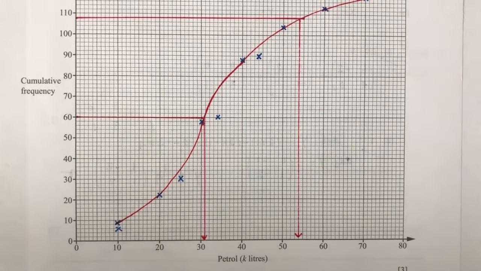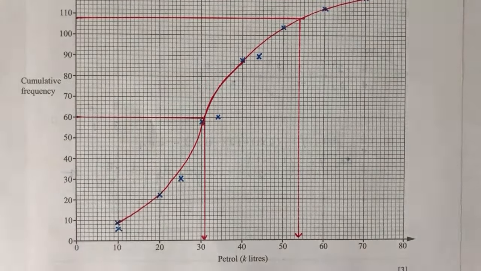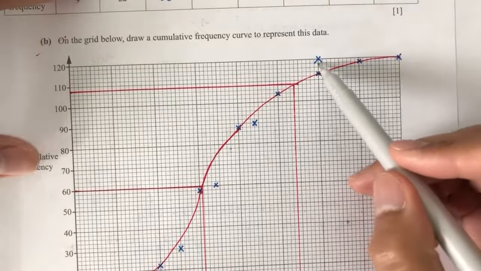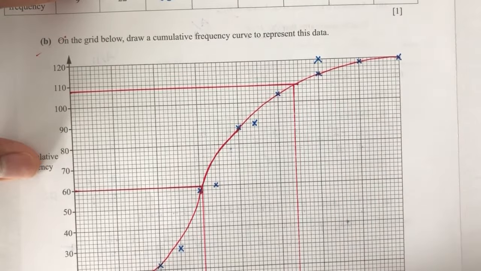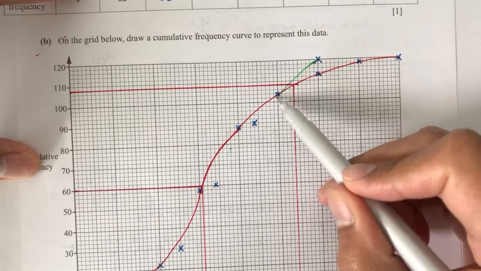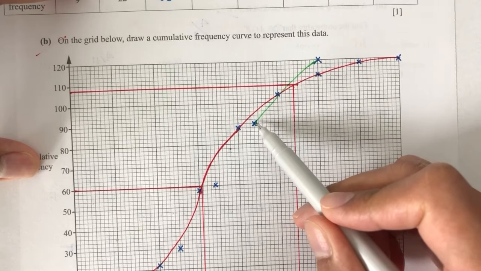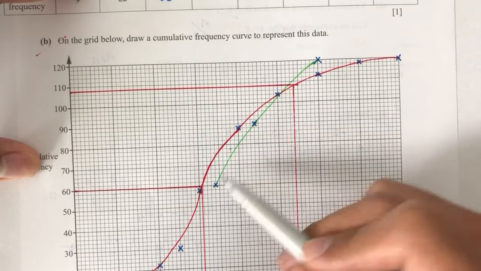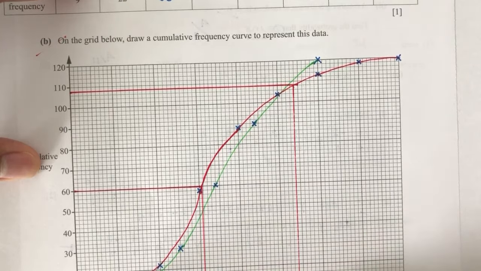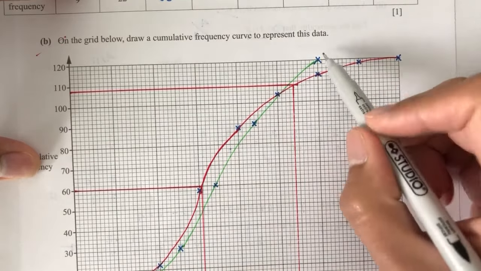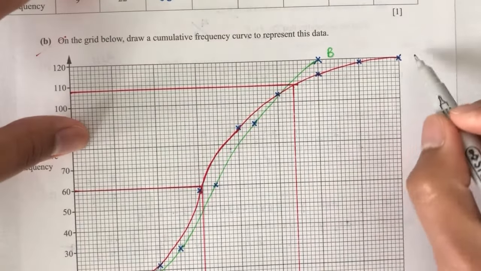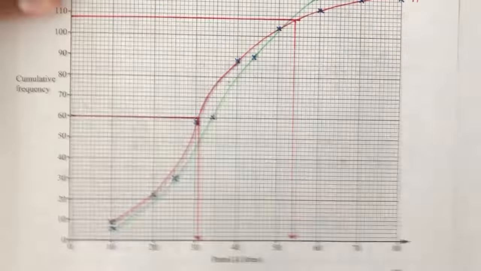Okay, so now let's join the curve to form the other graph. Okay, let's do that. So that will be about this. This is the curve for Garage B, and the first one is Garage A. Okay, that is the curve that we have.